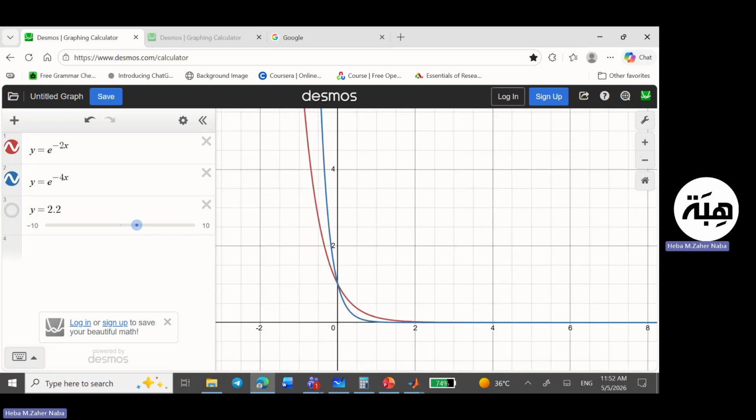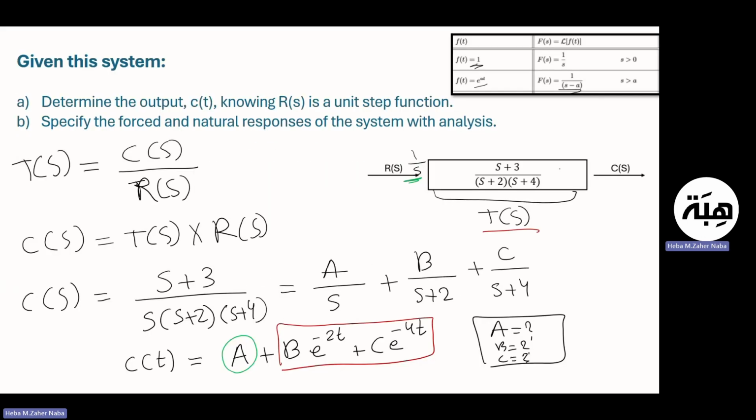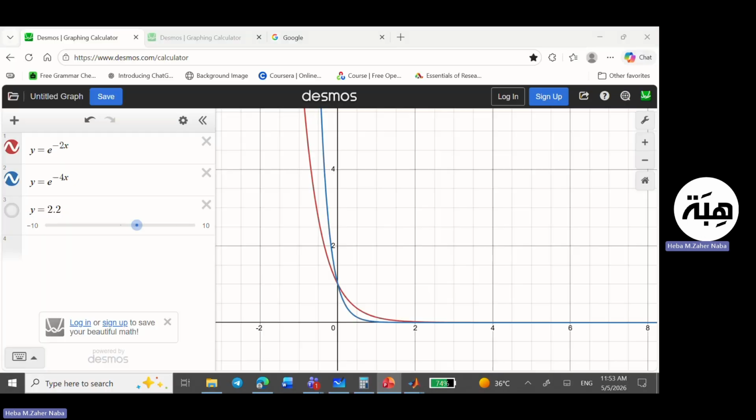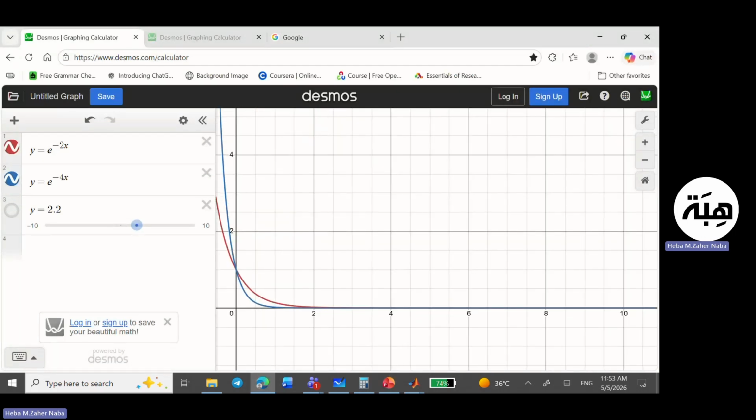Now, what does that mean? What does this indicate? Both of these terms are my natural response of the system, so both are decaying to 0. I want you to think about the natural response as something natural in the system, which comes from the resistance, the capacitance, or any kind of internal components in the system itself. The system will exhibit some energy from these internal components that will ultimately fade to 0.